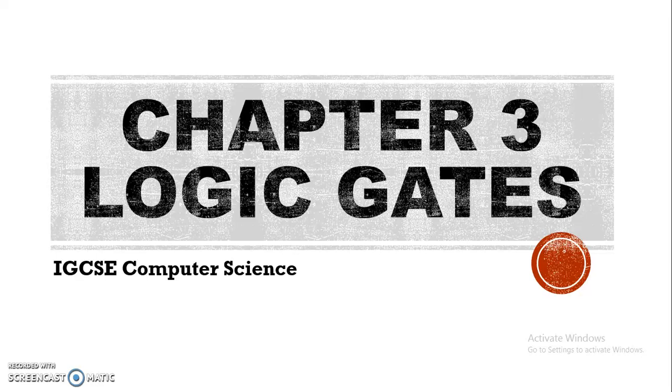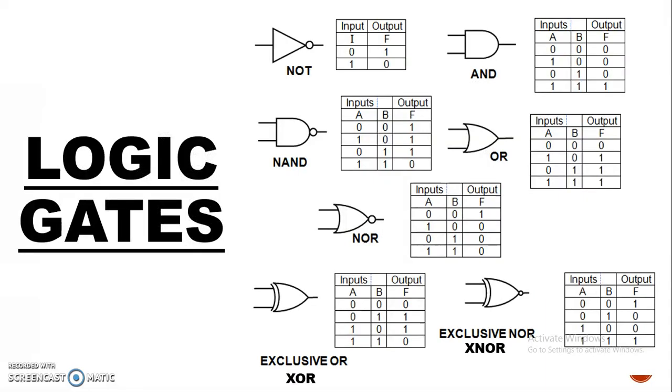Hi, today I'm going to be talking about the Chapter 3 Logic Gates unit in the IGCSE Computer Science course. For this course, you have to know many things, and you need to be able to draw the logic gates, recognize them, and name all the logic gates that you need to know, which are listed here on the slide. On this slide, you'll have to know 6 of them: the NOT, AND, NAND, OR, NOR, and XOR.